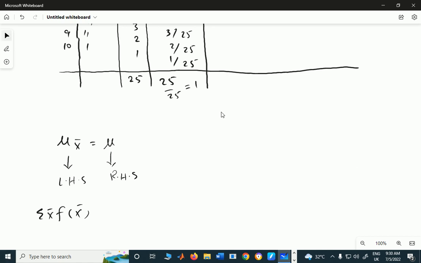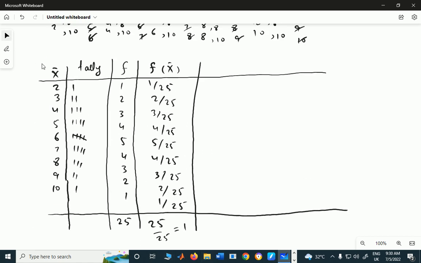Now, we do have these two columns. The x bar column is given by this first column and the f of x bar column is this. So, we have to multiply these two columns. So, x bar into f of x bar, multiplying these two columns. For example, 2 into 1, 2 over 25, 3 into 2, this is equal to 6 over 25. The denominator remains constant. 4 into 3, 12 over 25. In the same way, you can complete this column.